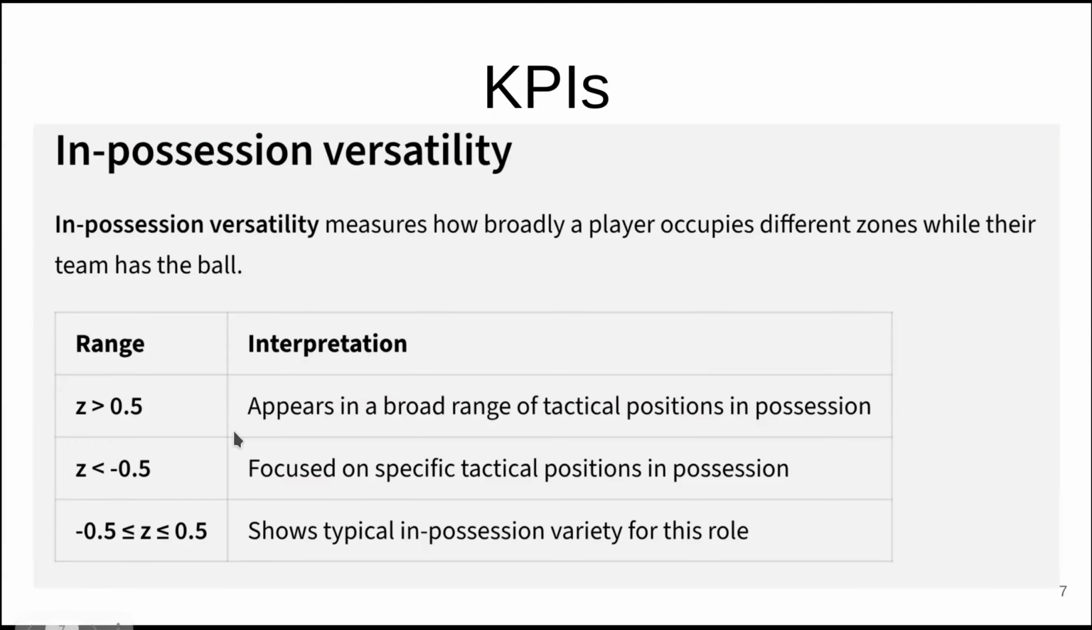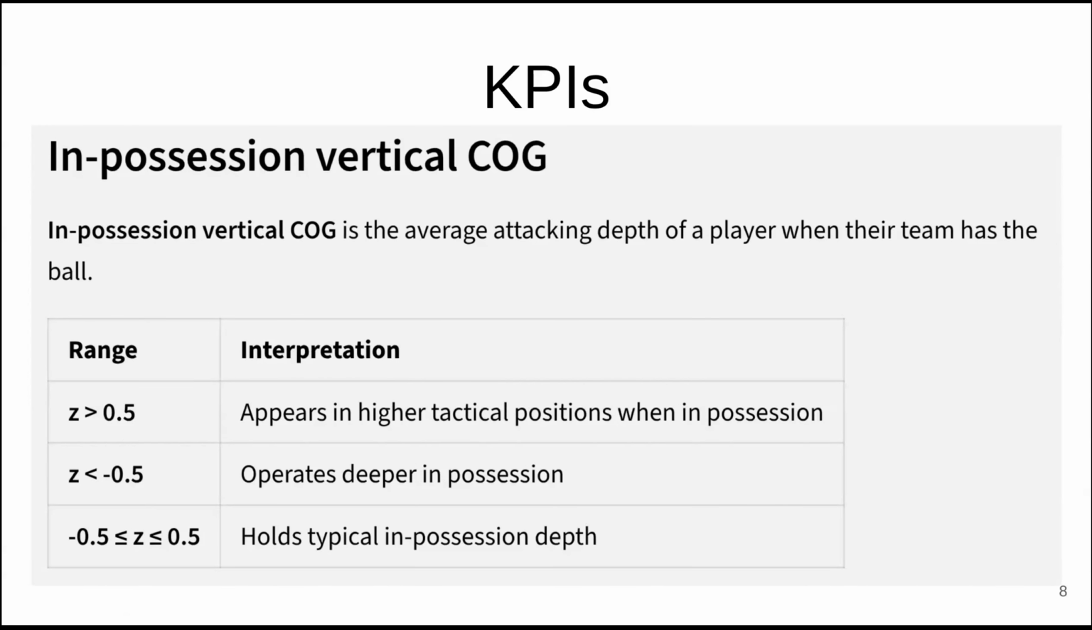And then these are the thresholds that we are using for the Z value and how it interprets into the text. So if the Z value is above 0.5, we say that the player is appearing in a lot of different positions. And if it's less than minus 0.5, we say that the player has a real specialization and focuses on one specific position. The vertical center of gravity just measures how up and down on the 5x5 grid a player is. And similarly, we have the Z values and the thresholds that we are using to just explain whether the player is playing high or deeper in that 5x5 grid.